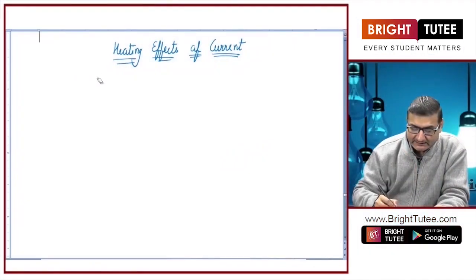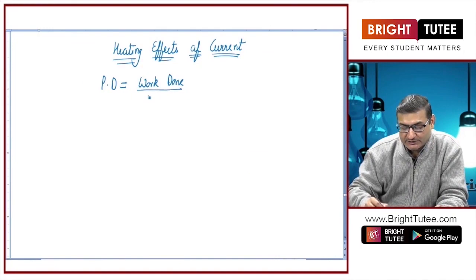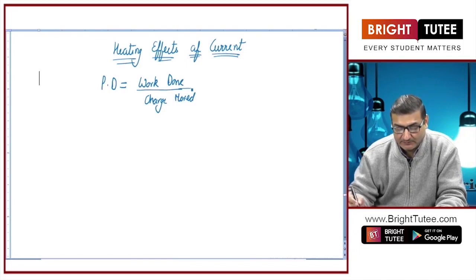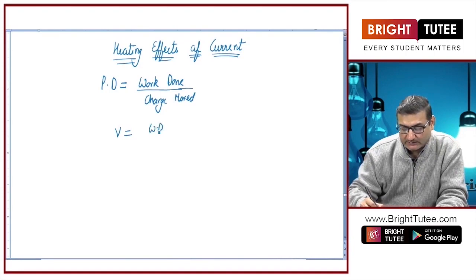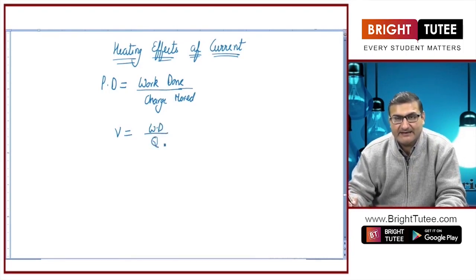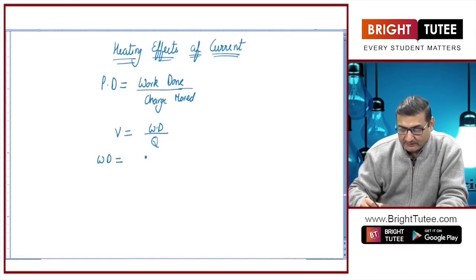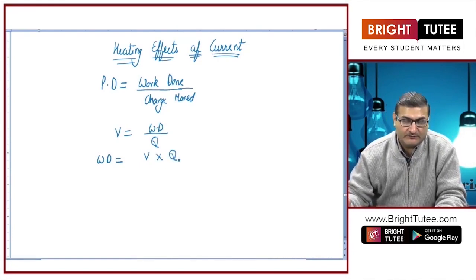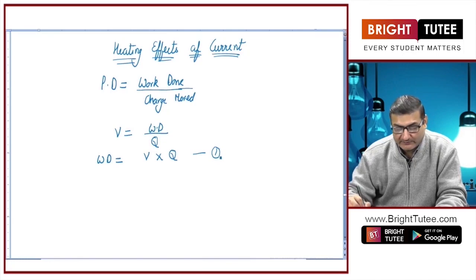We have already studied that potential difference is given by the formula work done upon charge moved. This is what we have studied earlier in this particular chapter. So potential difference is represented by capital V, work done by W, and charge moved by capital Q. From here, by cross multiplying, work done is equal to potential difference multiplied by charge moved. This is my equation number 1.